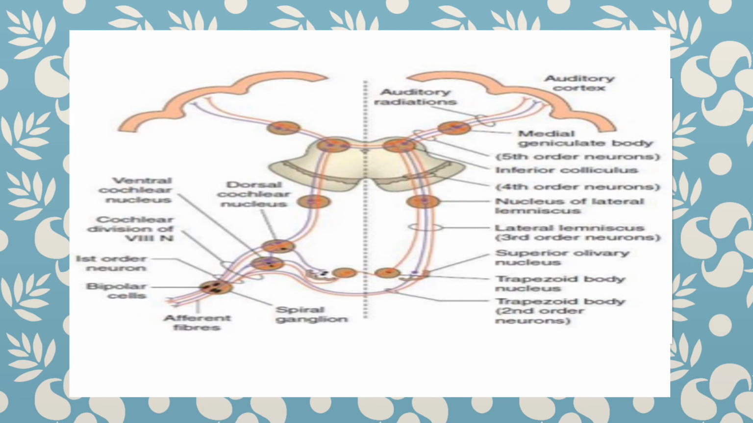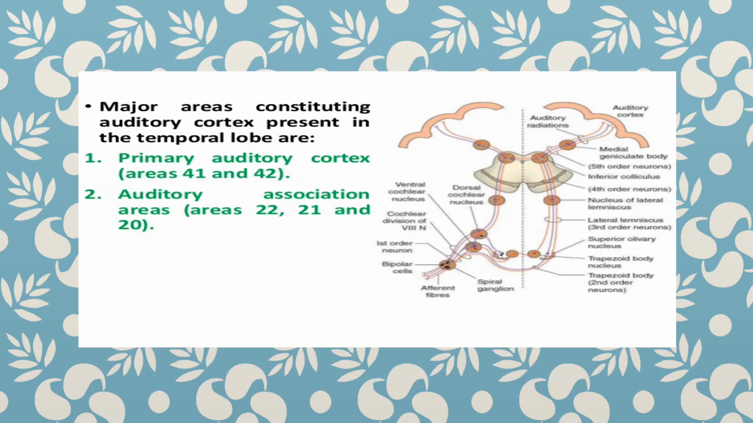These are the fourth order neurons. Then there are the fifth order neurons in the medial geniculate body, and from the medial geniculate to the auditory cortex. Auditory cortex is divided into primary auditory cortex and secondary auditory cortex, or the association areas. The primary auditory cortex are the areas 41 and 42, and association areas are 22, 21 and 20.